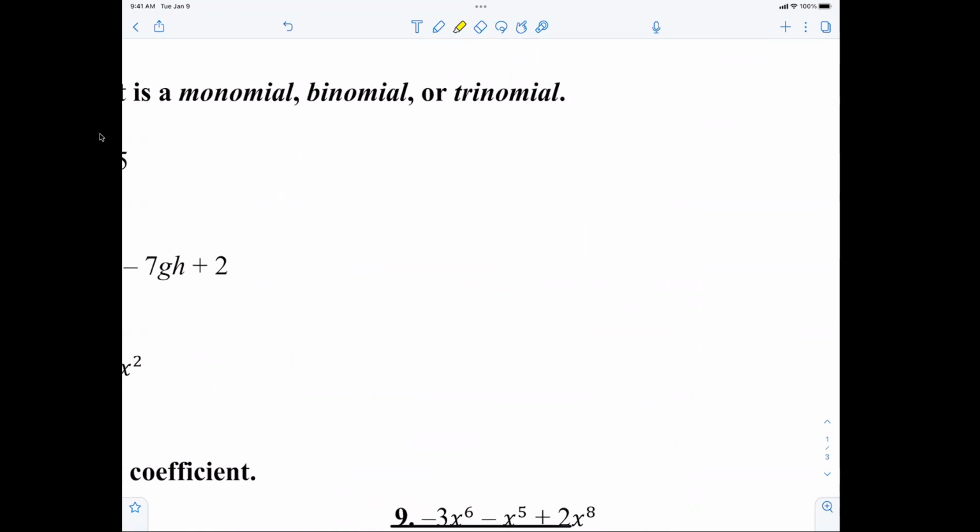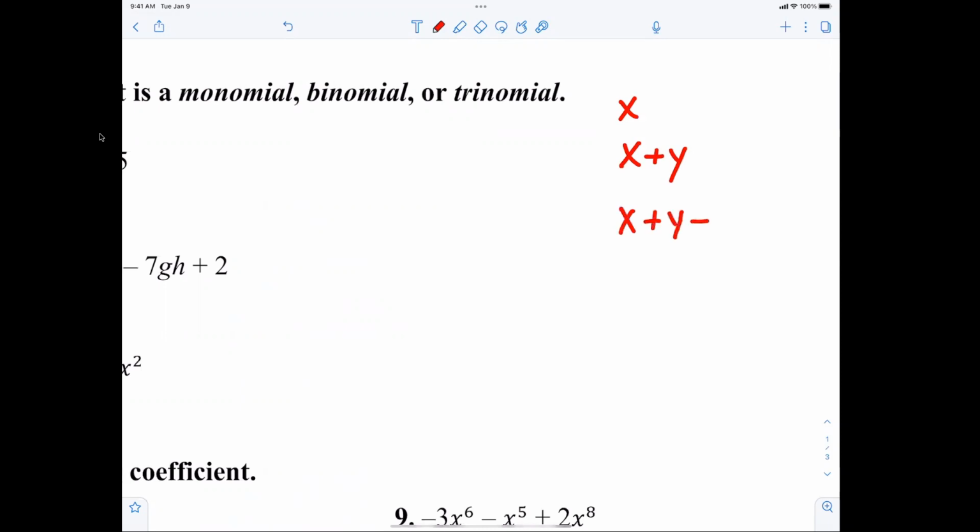Now, let me explain what separates terms. Terms are separated by addition and subtraction. Are terms separated by multiplication? No. Only addition and subtraction separates terms. So if I say X, that is called a monomial. If I say X plus Y, that's called a what? Binomial. Very good.